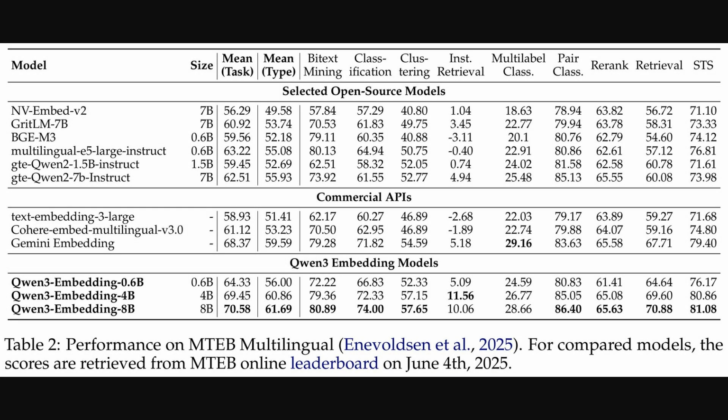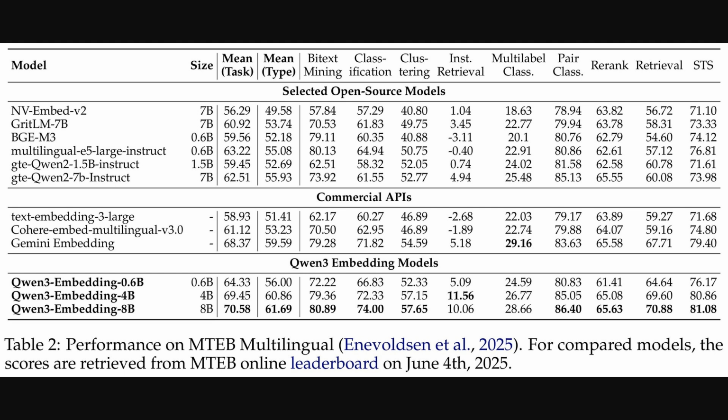Alright, so this table now presents the performance results on the MTEB Multilingual Benchmark. MTEB, that's the Massive Text Embedding Benchmark, is a standard test suite for evaluating how well these text embeddings perform across many languages and on various tasks. We can see the Qwen3 embedding models, including the 0.6b, 4b, and the 8b versions we discussed, compared against other open source and commercial API models. And the results are quite impressive.